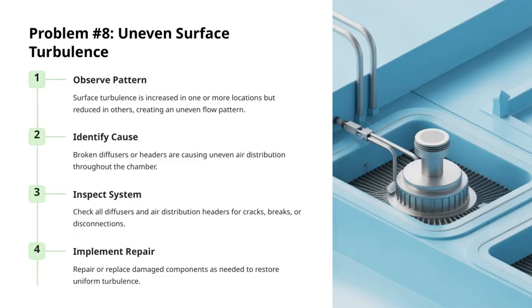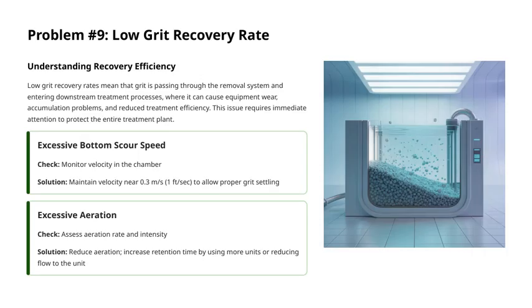Finally, once we've identified any damaged parts, we move on to implementing repairs. This involves repairing or replacing the broken diffusers or headers to restore a uniform turbulence pattern. Restoring even airflow is critical, not just for system efficiency, but also for maintaining the quality of the process we're working with. By systematically observing, identifying, inspecting, and repairing, we can resolve uneven surface turbulence and keep our system running smoothly and effectively. Let's take a closer look at problem 9, low grit recovery rate.